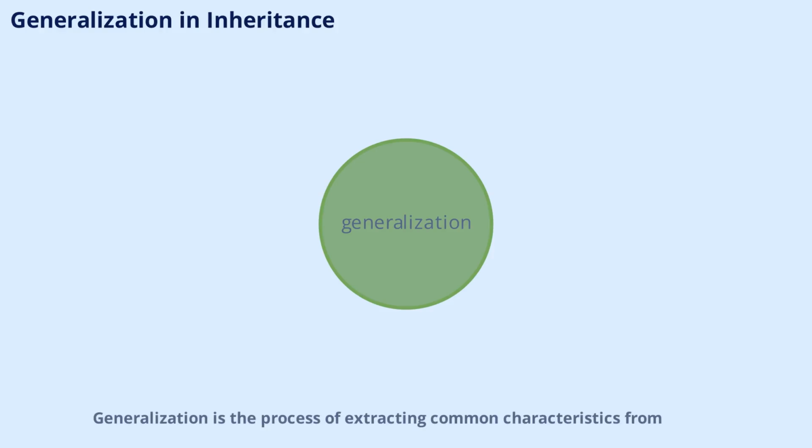Generalization is the process of extracting common characteristics from multiple classes and combining them into a generalized superclass.